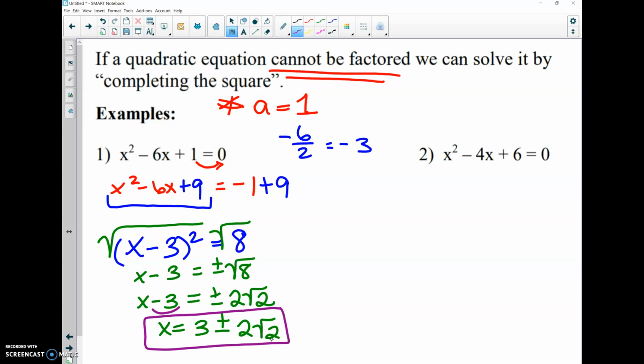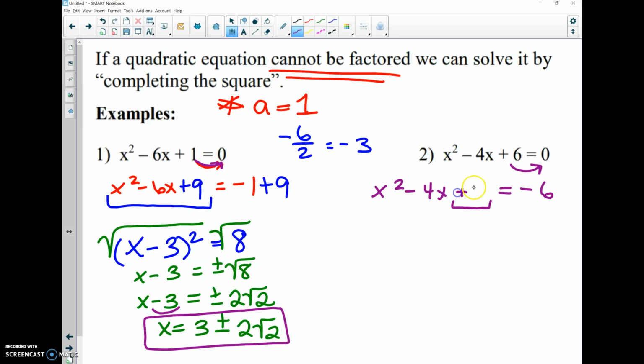All right, number 2. What is our first step we need to look at here? A has to be equal to 1. Our next step, looking over at number 1, we moved C to the right-hand side, so we're going to move 6 to the right-hand side. So x squared minus 4x, leave a gap, equals -6. So what will we need here in order for the left-hand side to be a perfect square trinomial? Go ahead and try that out.